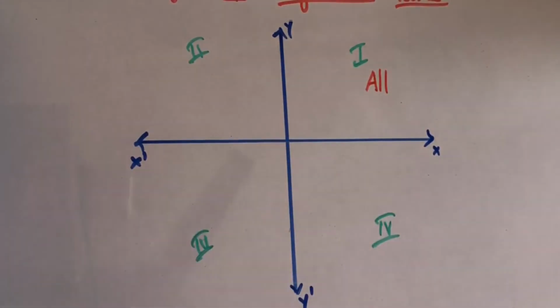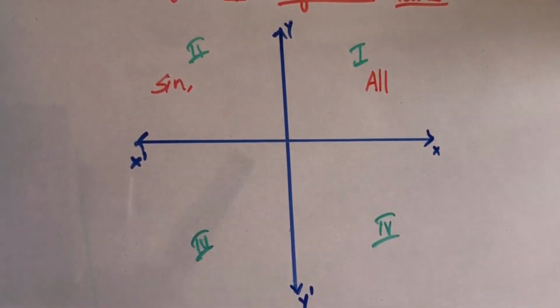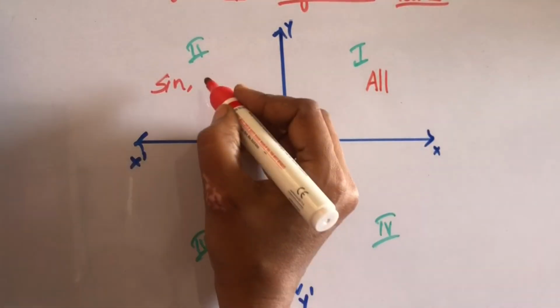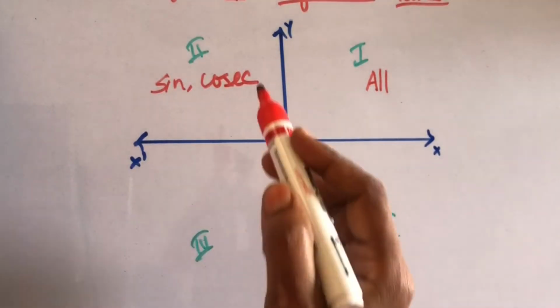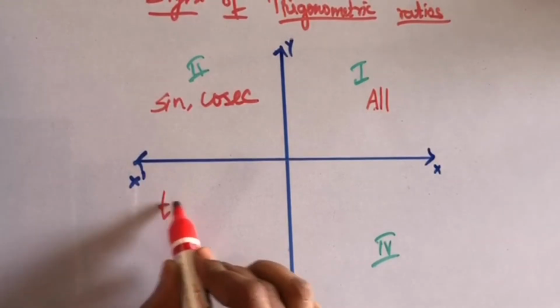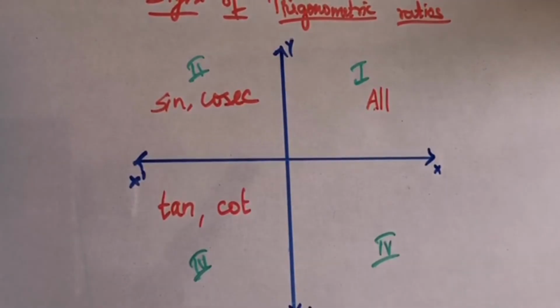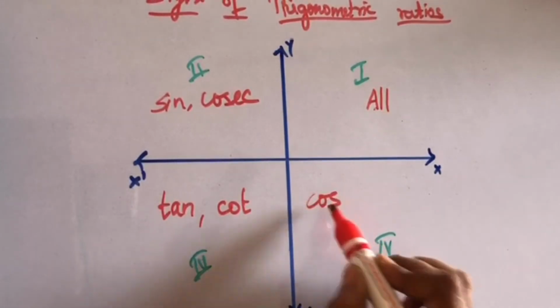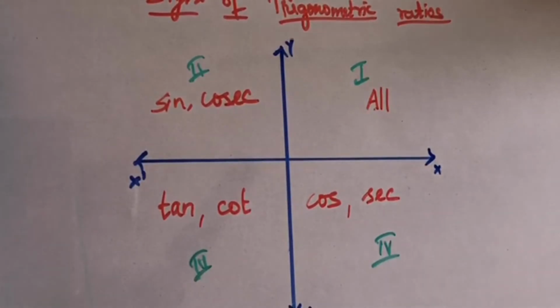In the second quadrant, sine is positive. What is the inverse of sine theta? Cosecant. So, sine and cosecant are positive in the second quadrant. When we come to the third quadrant, tan is positive, so its inverse cot is also positive. And in the fourth quadrant, cos is positive and its inverse secant is also positive.